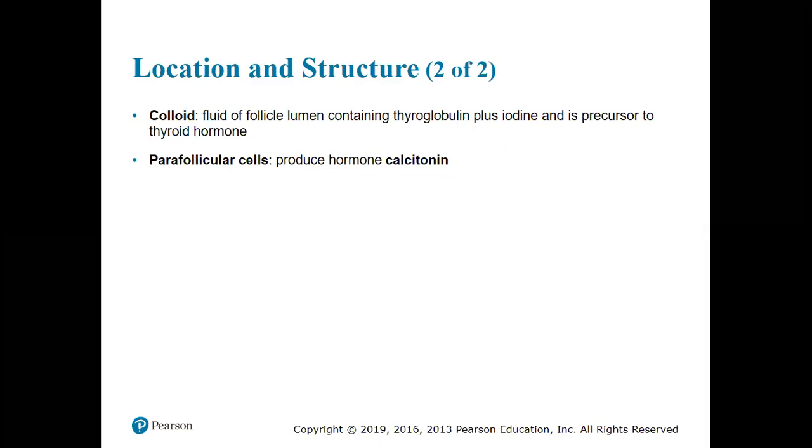Now, calcitonin, we've gone over it in part 2, I think a little bit in part 3, maybe not in part 3, but in part 2. The parafollicular cells are the ones that are going to be producing some calcitonin.